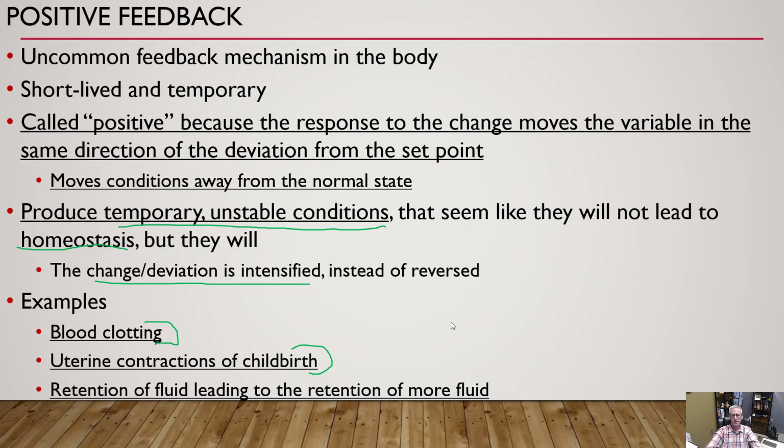Another one is uterine contractions during childbirth. Now, this one is going to be a little bit more difficult, just because you haven't had the endocrinology chapter. That'll be the first chapter of next semester. But what happens during childbirth is the baby's head will push on mom's cervix, which will send signals to the brain to dump out this hormone called oxytocin, which will go to the uterus to start contractions.